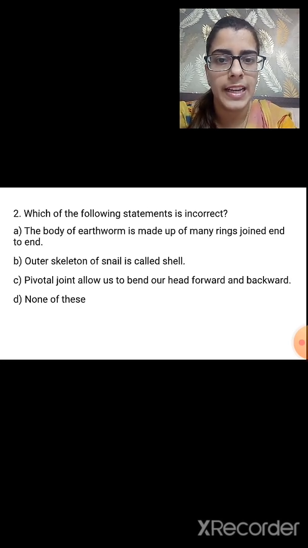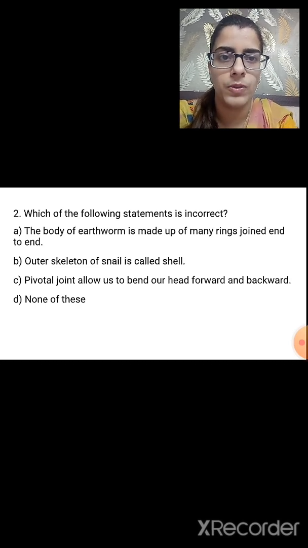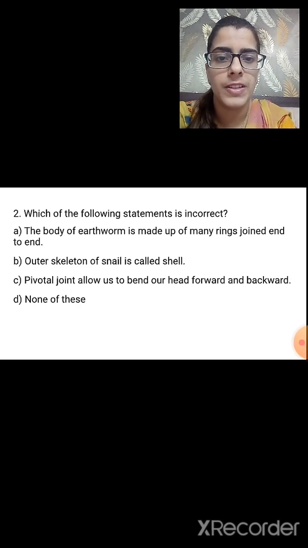So, is it A, the body of the earthworm is made up of many rings joined end to end? Is this statement incorrect? No, it is correct. We know that the body of the earthworms is made up of many rings that are joined from one end to another. B statement, outer skeleton of a snail is called as a shell. Is this correct or incorrect? This statement is also correct.